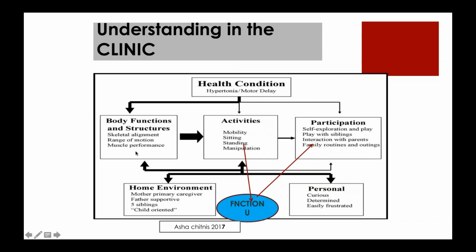Body structures are all the problems or the impairments that you see. It could be a decreased range of motion, it could be spasticity, it could be the strength of your muscle. Anything that happens at the physiological level is where these impairments are. Because you have this, what gets affected? It affects mobility, like sitting, standing. It affects your hands, so manipulation, in-hand manipulation.